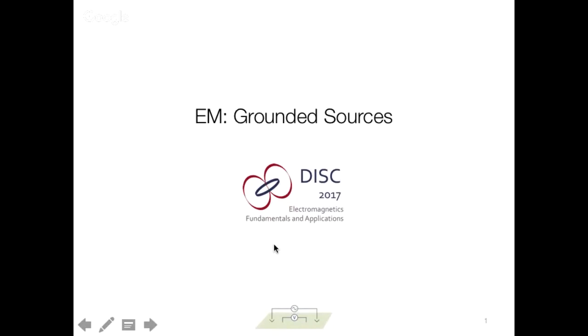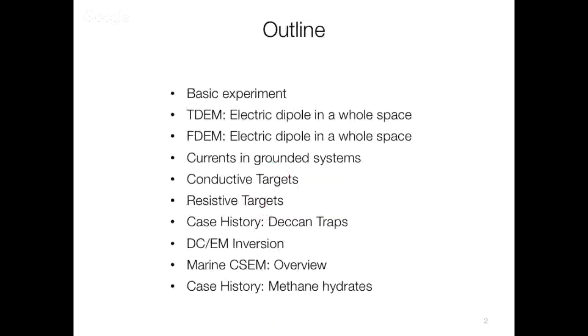Grounded sources. Things are getting more interesting. What I'd like to do here is, again, work with time domain first because that's where good intuition is involved. We're going to look at the basic experiments of what happens in whole space, and then what happens with grounded systems, looking at conductive and resistive particles.